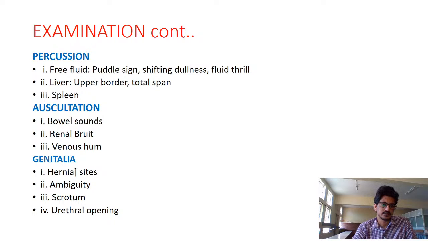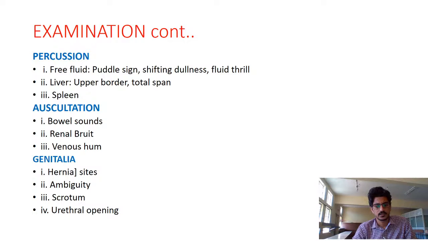So in case of percussion, any free fluid, puddle sign, shifting dullness, and fluid thrill. Liver: what is the upper border? In case of tidal percussion, you do tidal percussion and you will note the upper border and the total span of the liver. And spleen. Auscultation: you will check for the bowel sounds, renal bruit or aorta bruit over the aorta or venous hum. And in case of genitalia, hernial sites, check for ambiguity, scrotum, and urethral opening, whether normal or not.